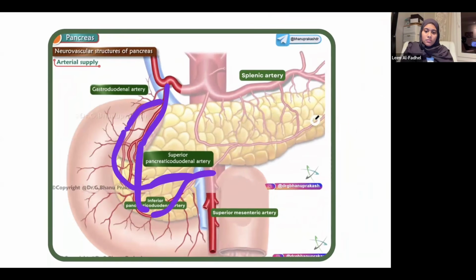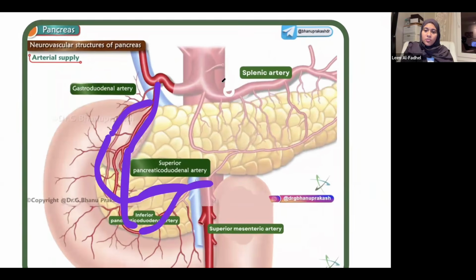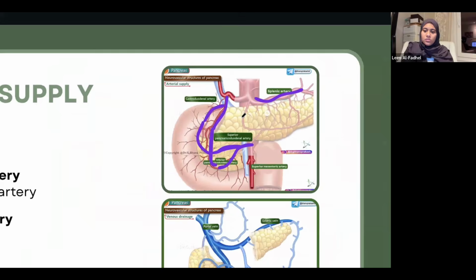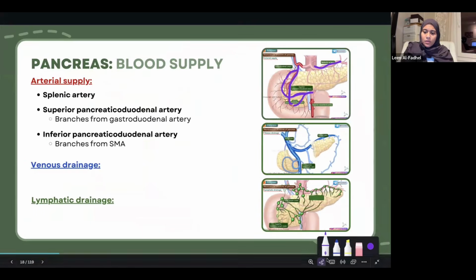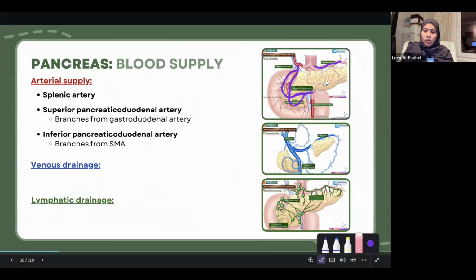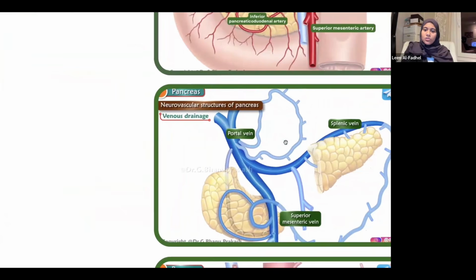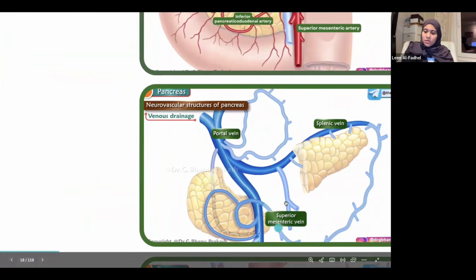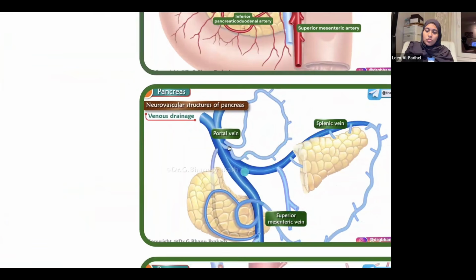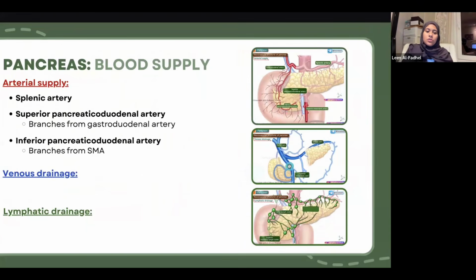What about the left side? On the left side we have the splenic artery, which will give you some pancreatic branches. Okay, so that's about the arterial supply. What about the venous drainage? I did mention some veins back then in the relations, and that is exactly the venous drainage of the pancreas. The superior mesenteric vein joins with the splenic vein to drain into the portal vein. That's your venous drainage.